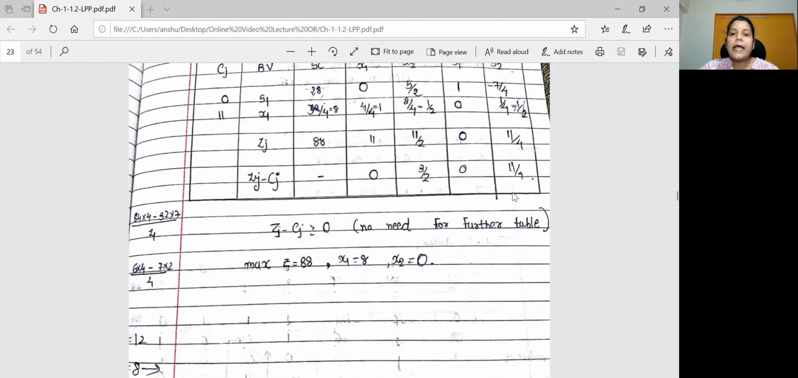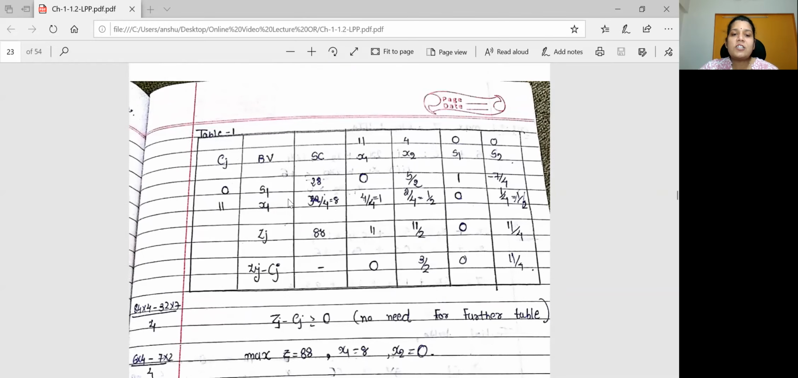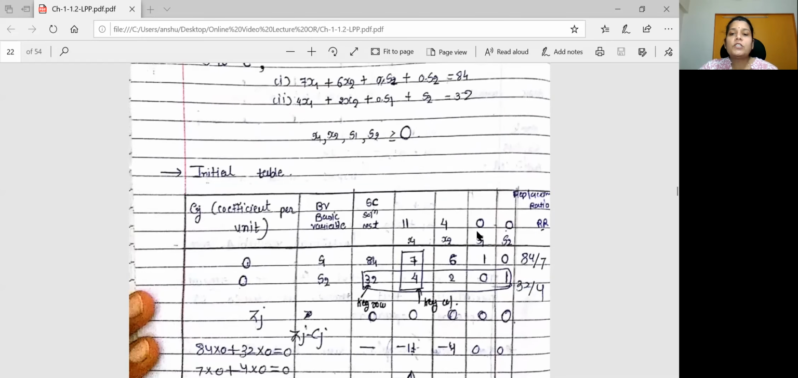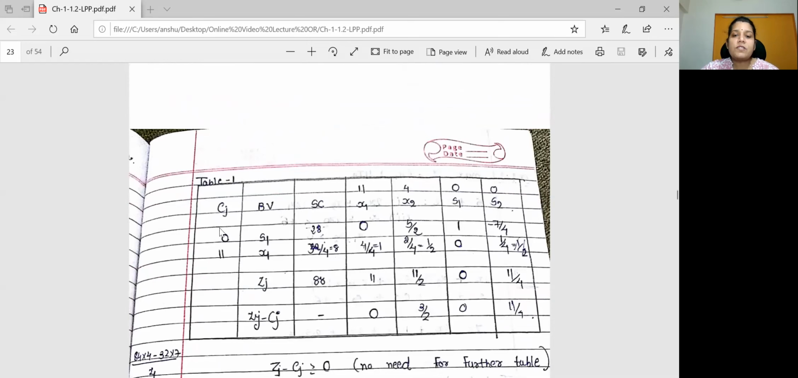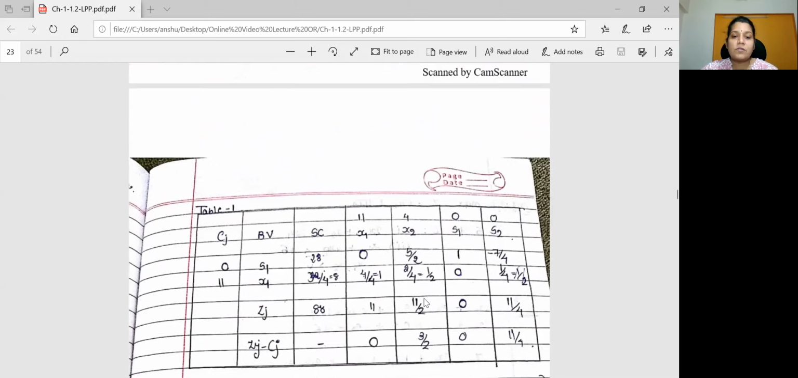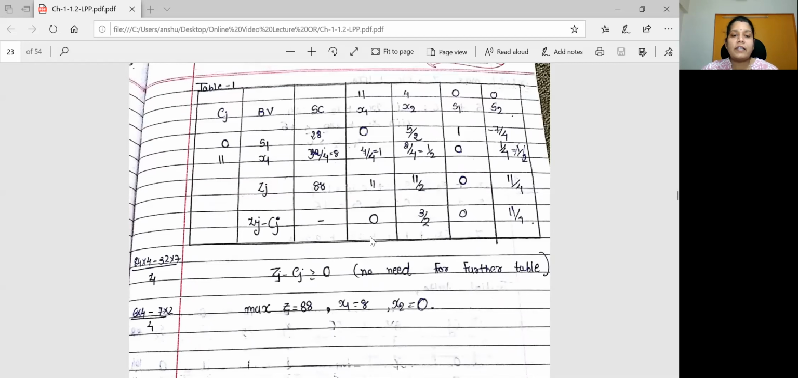Got it? Then our Cj column depends on our objective function. So we write the coefficient of S1. तो S1 के upper side में जो भी लिखा हुआ है, we write S1 0 and X1, because of the enter and leave we use the basic variable X1. So what is the coefficient of X1? The coefficient of X1 is 11. Okay, so we write the 0 and 11.